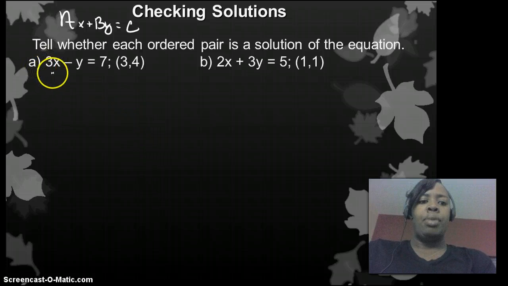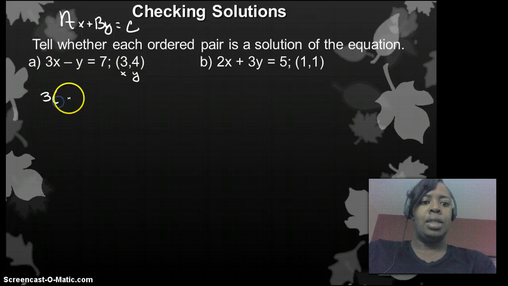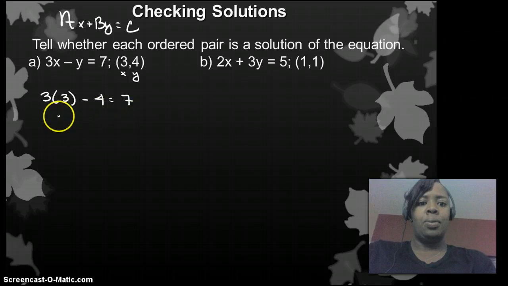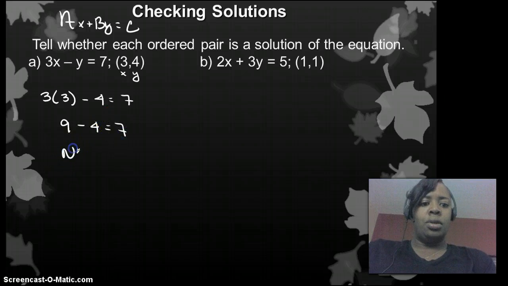For this first set of problems, we're going to tell whether the ordered pair is a solution of the equation. So here's the equation, and here's the ordered pair, and for the ordered pair we have an x and we have a y. So I'm going to plug them in. So 3, and then instead of x, I'm going to write 3. Minus, instead of y, I'm going to write 4. And the question is, does that equal 7? 3 times 3 is 9, minus 4, is that equal to 7? No, it's not, so go ahead and say no for that one.